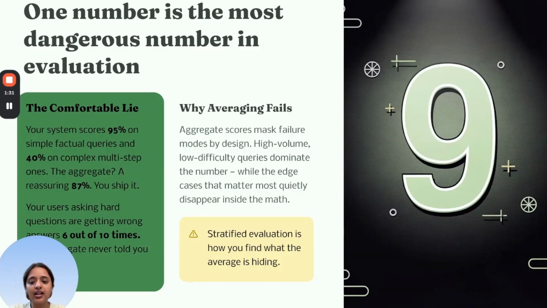The users, when they're asking hard questions, only 6 out of 10 times the answers are correct. Other times it is incorrect. So the aggregate fails. Averaging may not be the best case for our solution. So we have to look at something deeper.